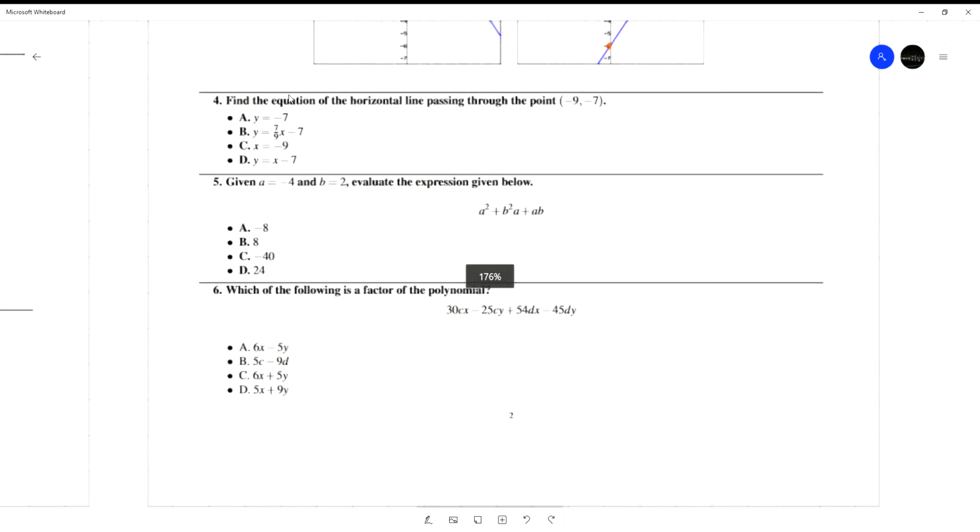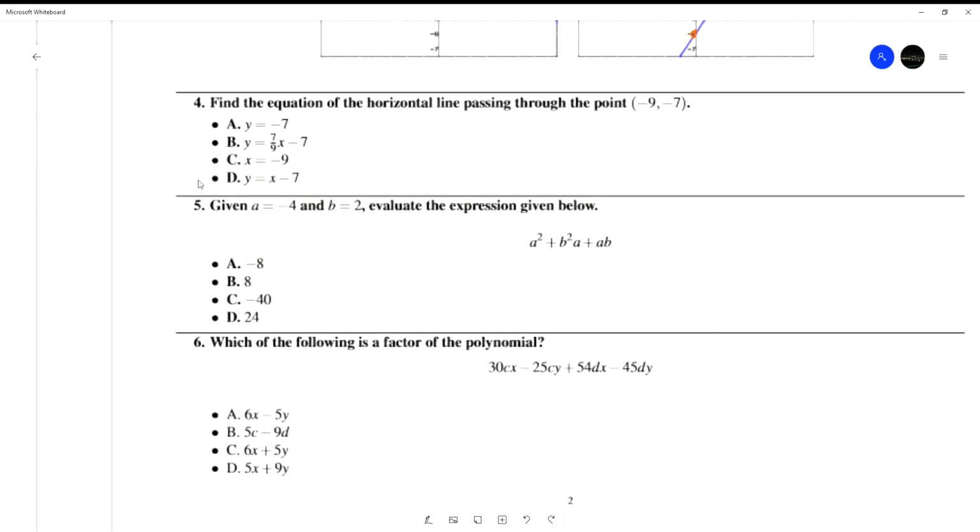Okay, we did the multiple versions of this. Number 4, find the equation of the horizontal line that passes through this point, negative 9, negative 7. So remember, horizontal line means the line passes through the y coordinate. So the equation of the line is y equals negative 7. That's it. What would the equation be if it's a vertical line passing through negative 9, 7?